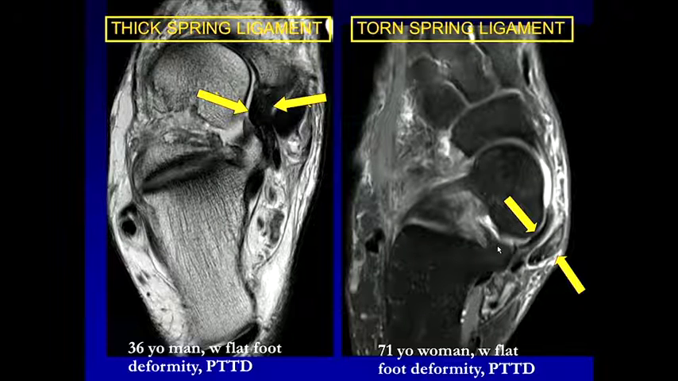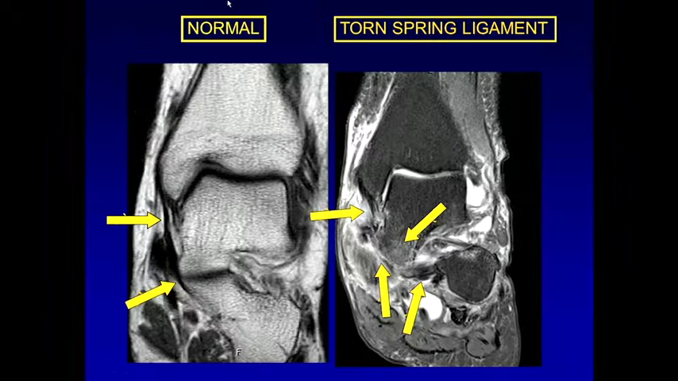They will repair the spring ligament, so you need to know about it, and you need to tell them. The surgeons want to know that. So this is a normal superior medial component of the spring ligament. It also inserts into the tibiotalar component of the deltoid.